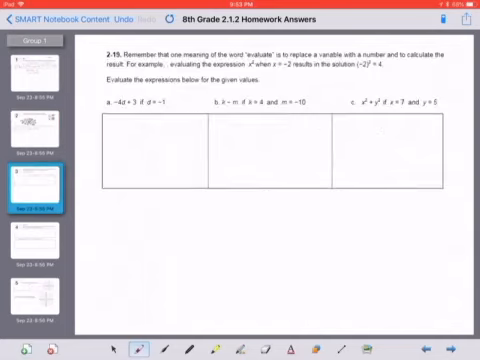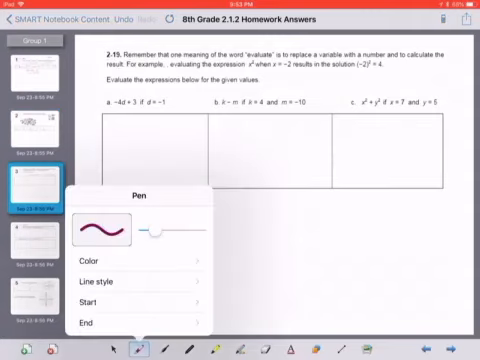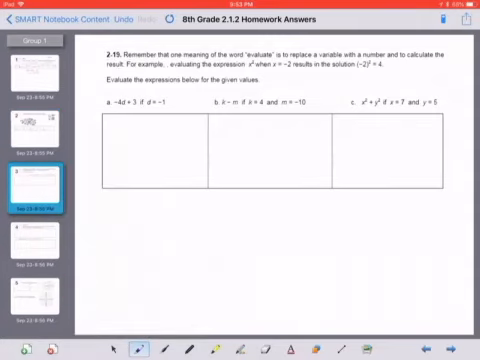Problem number 19, I'm evaluating my expressions. So I'm plugging in a number for them. So for the first one, I'm replacing -1. So I have -4 times -1 plus 3. Negative times a negative is a positive. So 4 plus 3, final answer is 7.